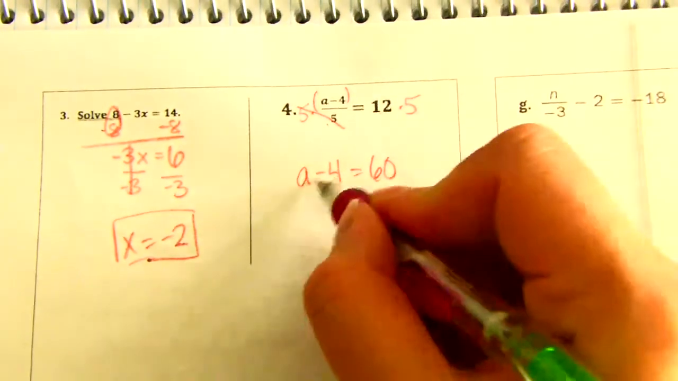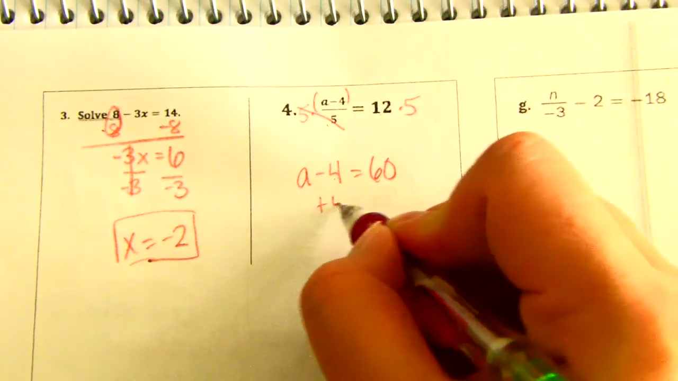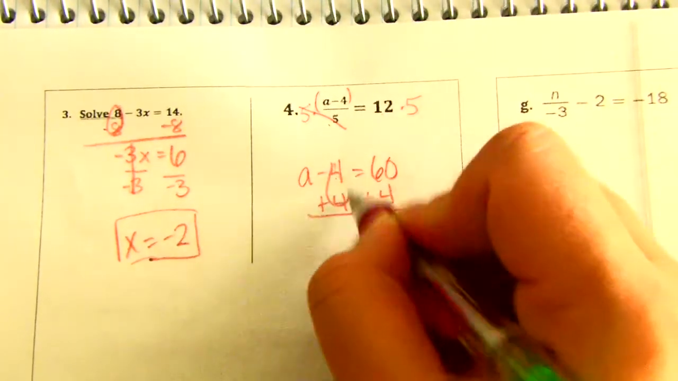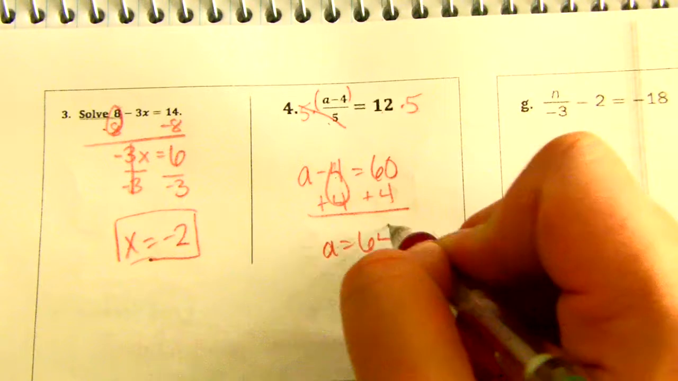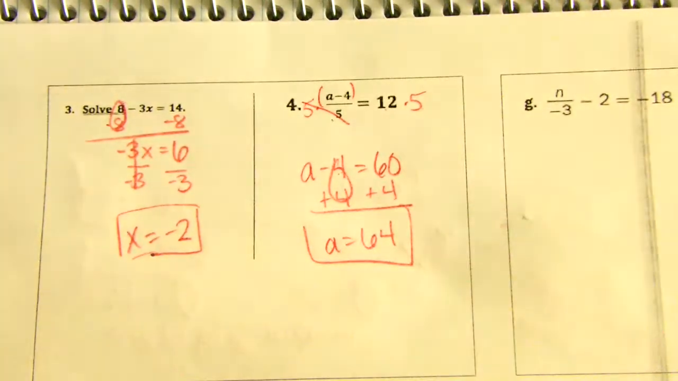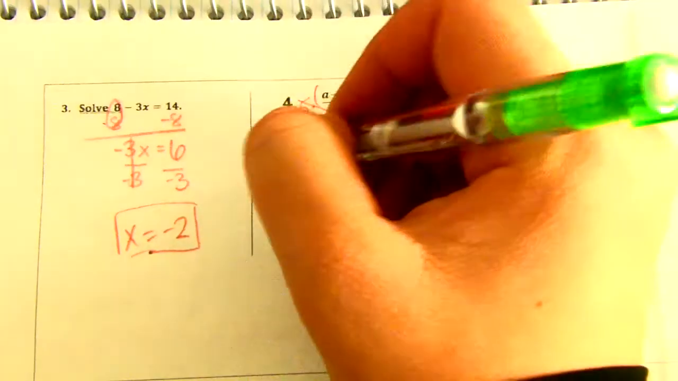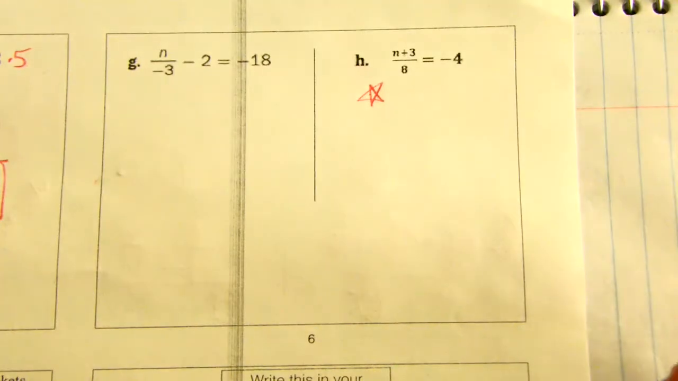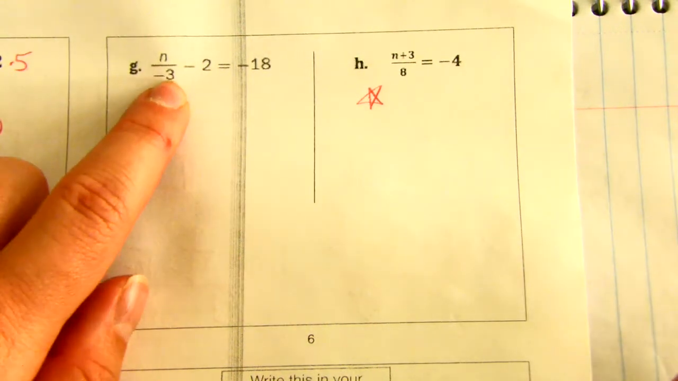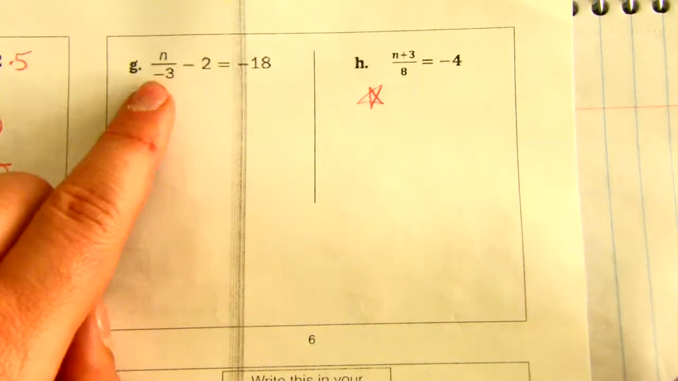This is a special case. Subtract 4, we need to add 4 to get rid of the minus 4. There we go. So that one's kind of a special one. Letter G. N divided by negative 3 minus 2 equals negative 18. Can't get here. Have to undo this. Add 2.